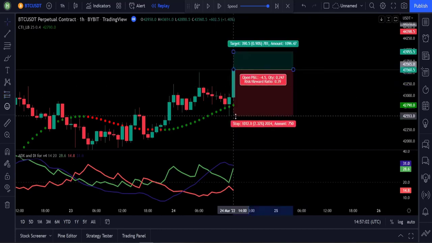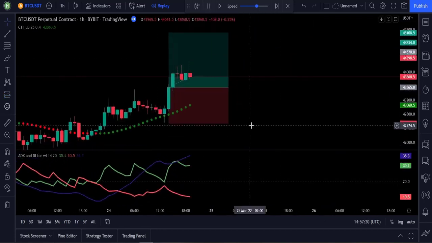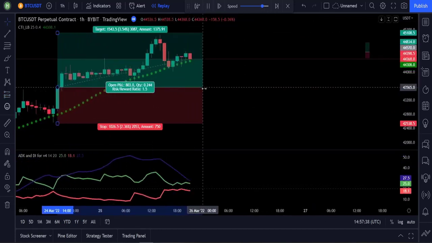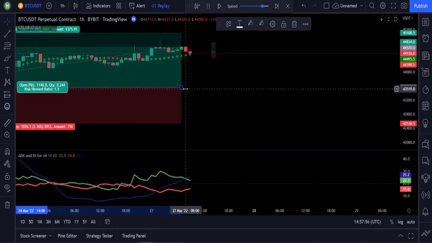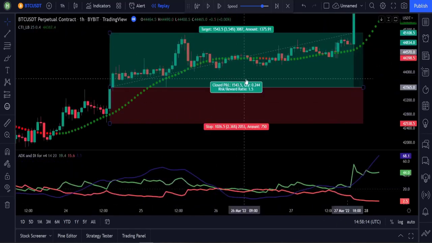So we'll enter this trade and keep our stop loss at the recent swing low, keeping the risk to reward ratio 1 to 1.5. We'll hit profit right here.